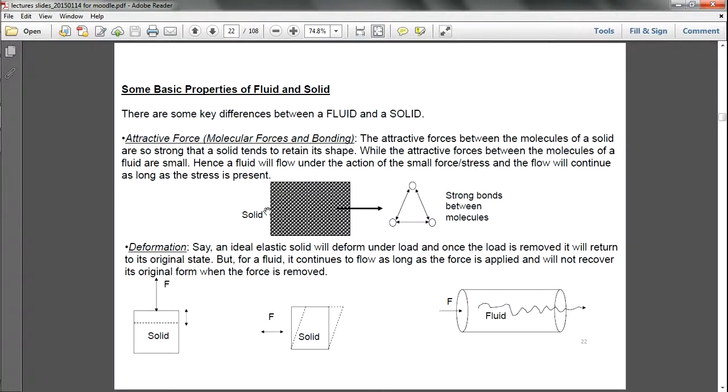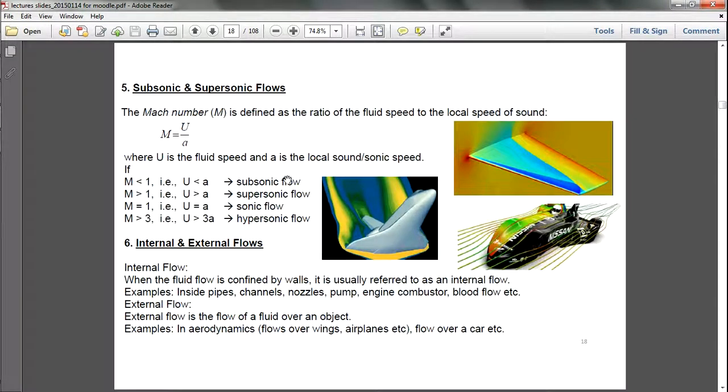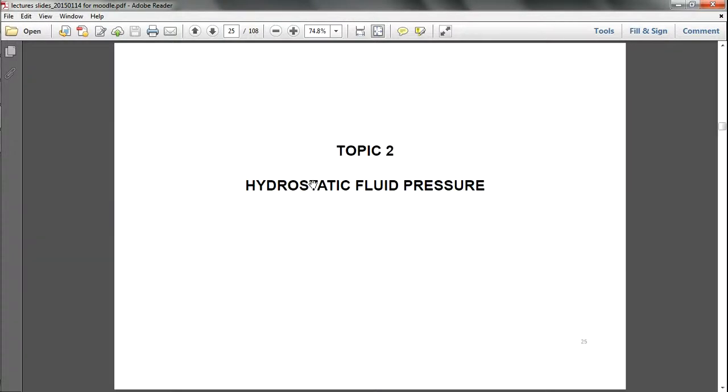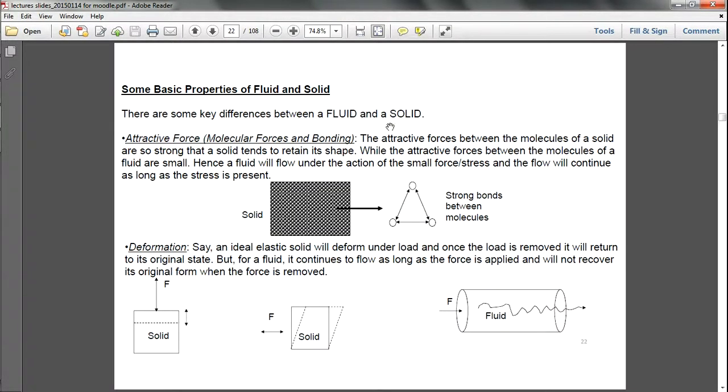Basic properties of fluid and solid. Okay, so there are some key differences between fluid and solid. I think the questions in the test may ask, when it's theoretical, you have to talk about these things, and also the difference between fluid and solid. Later I'll do a summary on what are the things that the test may come up.